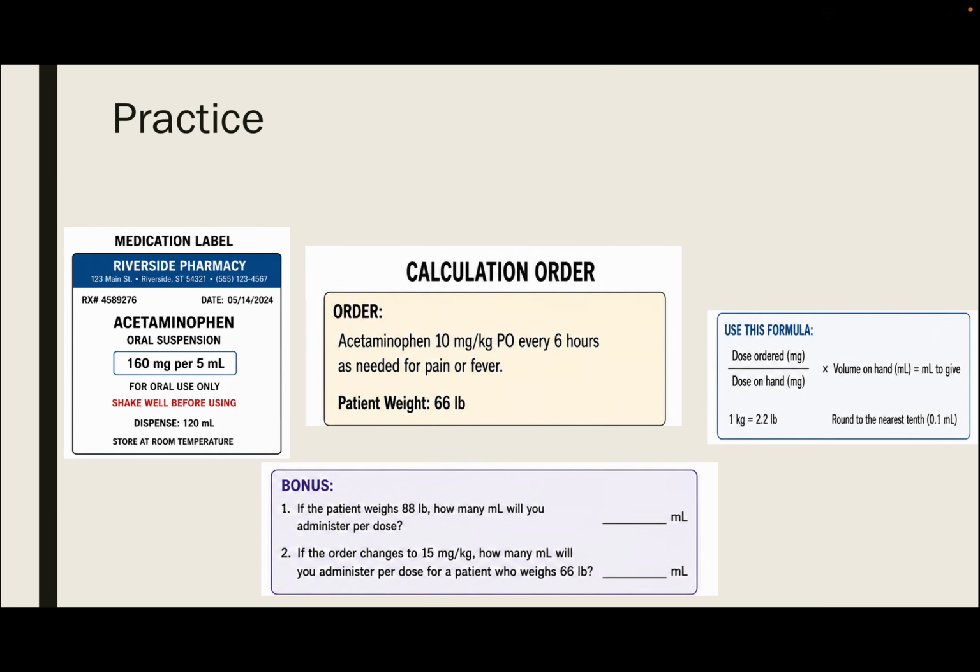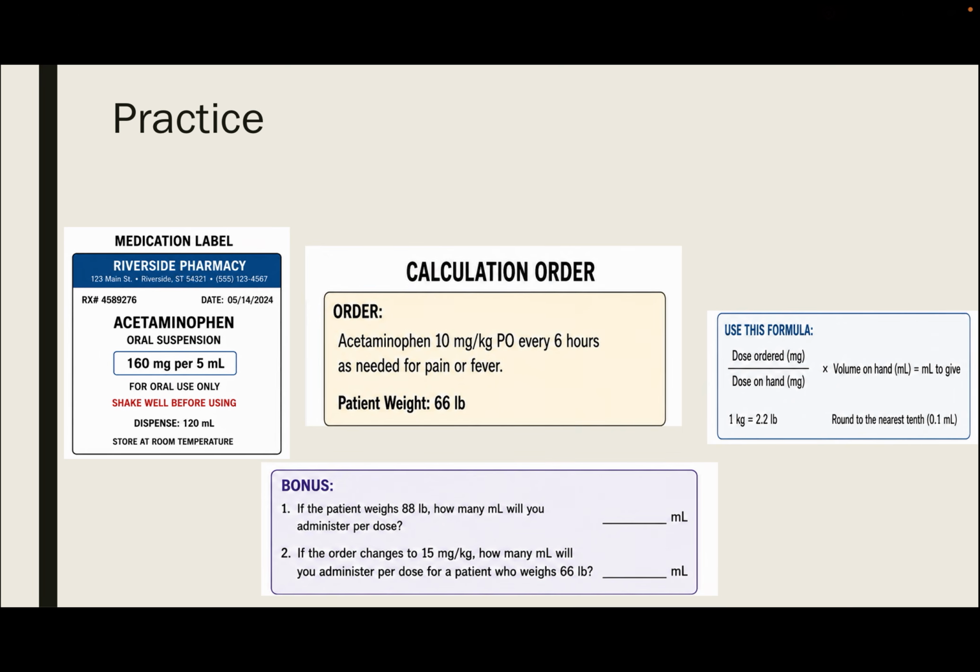Okay, on the next one, this slide here is just practice. So same order, same available. Okay, but then there are some bonus questions at the bottom. So number 1 of the bonus questions, it changes the weight. So basically do the same thing, use a different weight, just so you can see if you get the right answer, okay?